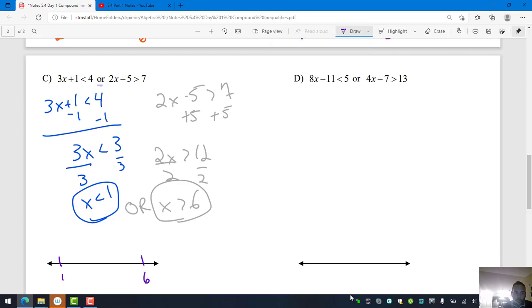Let's do the 1 first. Open or closed? It's going to be open because it is just less than. My arrow is pointing to the left, so I'm going to shade to the left. Open circle at 1 and I shade to the left. Any numbers that are less than 1 can work to solve this compound inequality, or the other option is they can be bigger than 6. Is it going to be open or closed? It's going to be open, and then my arrow is pointing to the right, so I'm going to shade to the right. Any numbers that are less than 1 or bigger than 6 work. The only numbers that don't work are between 1 and 6.